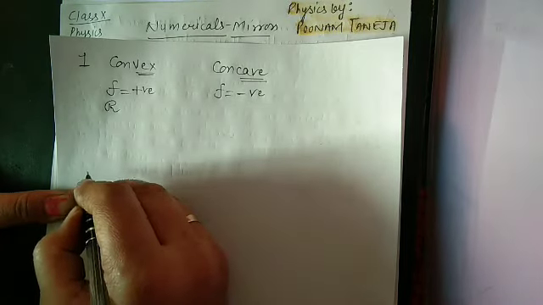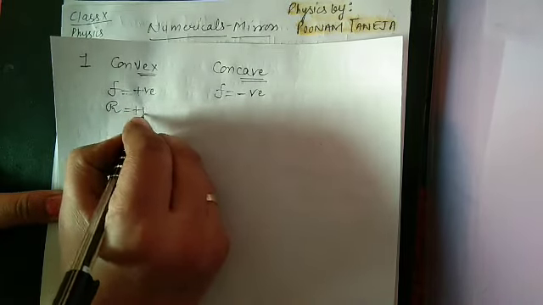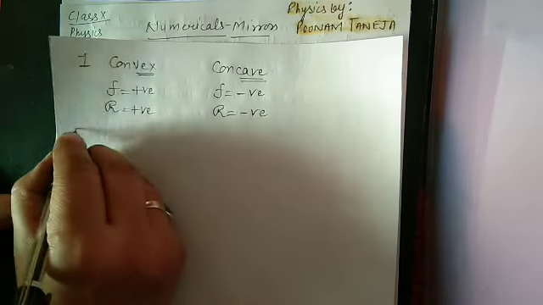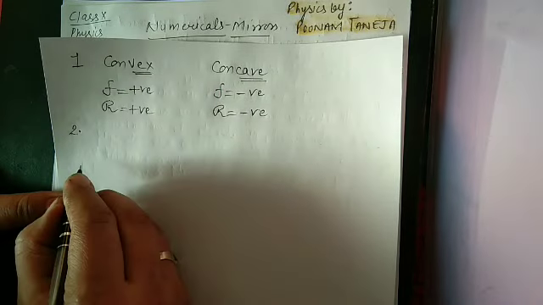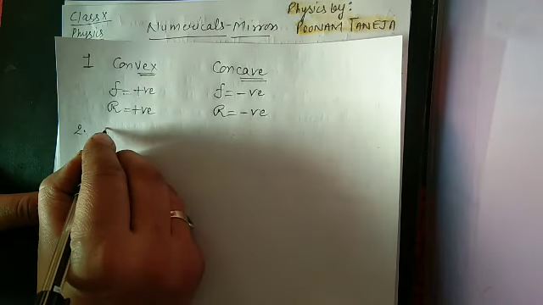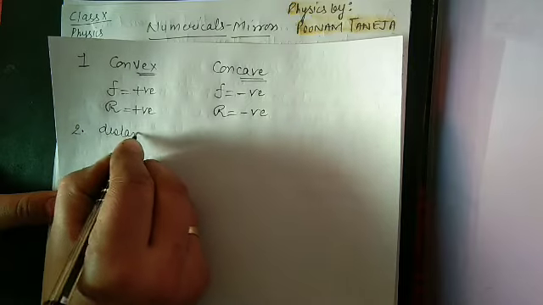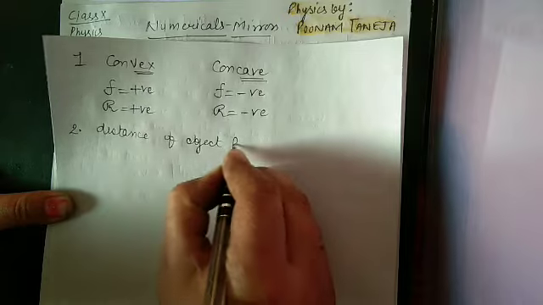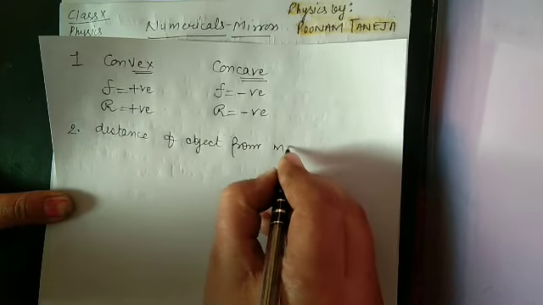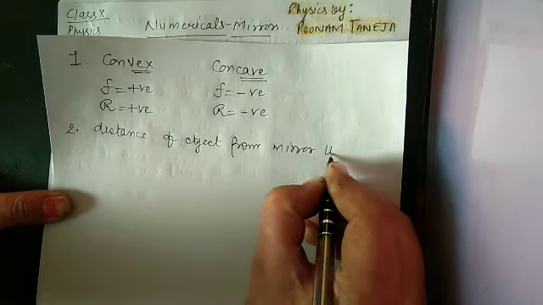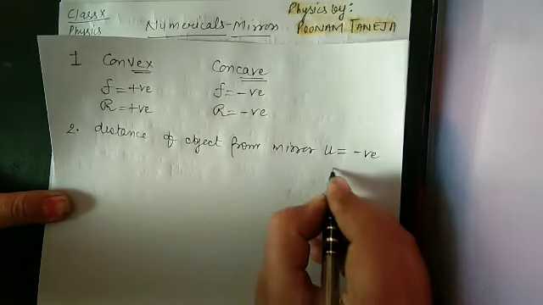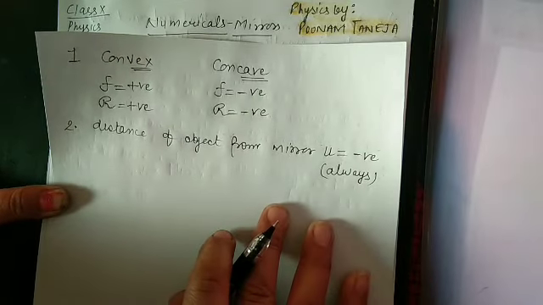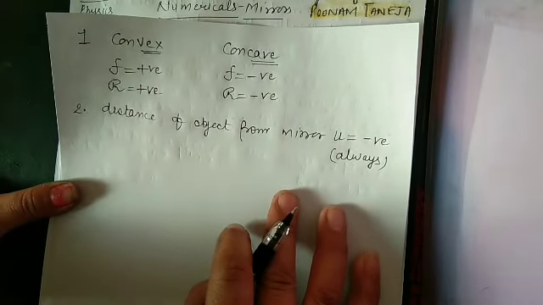Twice of focal length is radius of curvature. So radius of curvature is positive for convex and negative for concave. Okay. Next point is distance of object from mirror. That is represented by symbol U, and it is always taken as negative, whether it is convex or concave mirror.